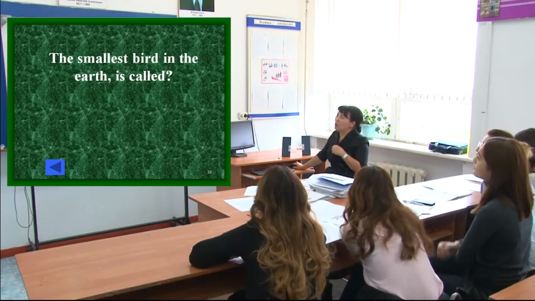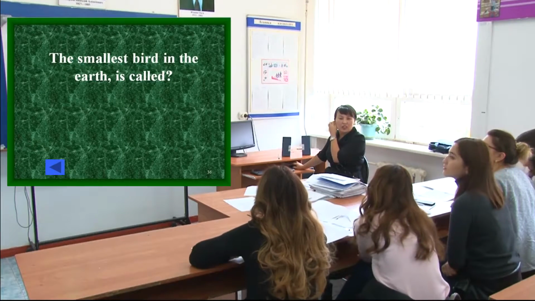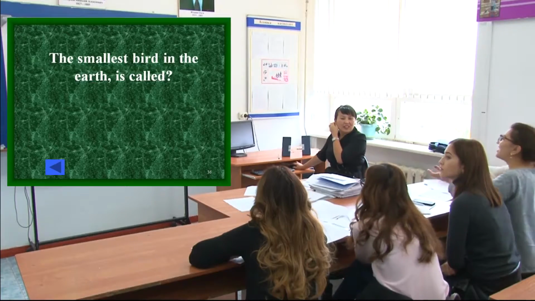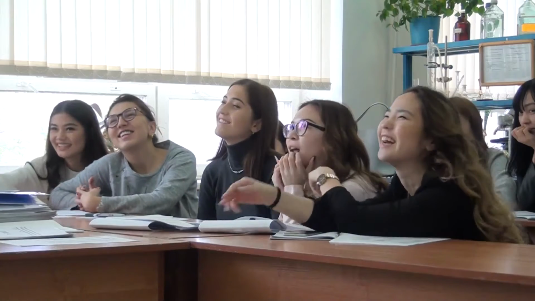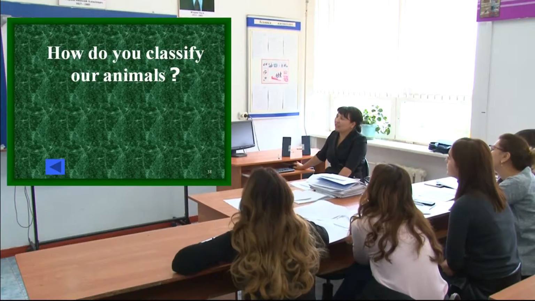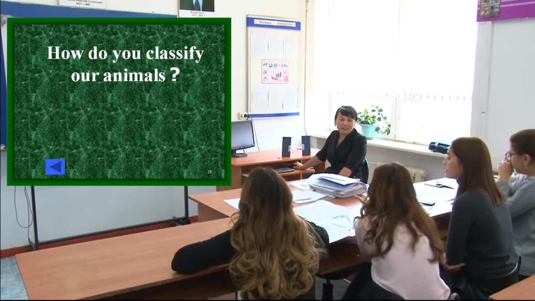Animal number 10. Okay, the smallest bird on the earth is called? Smallest bird. It's a colibri. Yes, colibri. Diana. Animal number 30. How do you classify animals? Vertebrate and invertebrate. Yes, right.